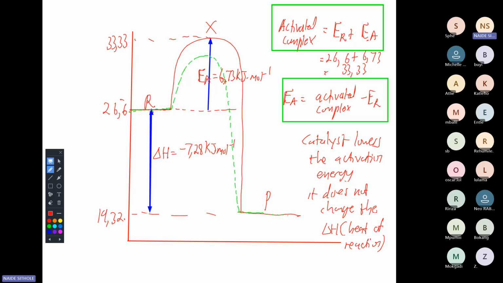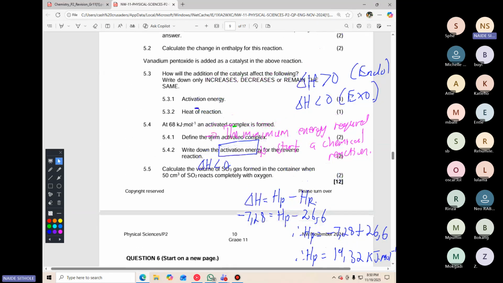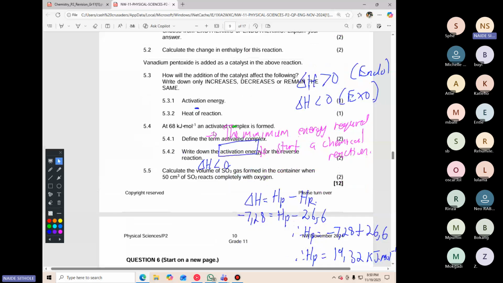I think they asked that question on that paper we were doing. What effect will the catalyst have? How will the addition of a catalyst affect the following? Only increase, decrease, or remain the same. How will it affect the activation energy? It lowers the activation energy, so the activation energy decreases. But how does it affect the heat of reaction? This will remain the same. And this will remain the same. So note that the only effect that the catalyst has is on the activation energy.